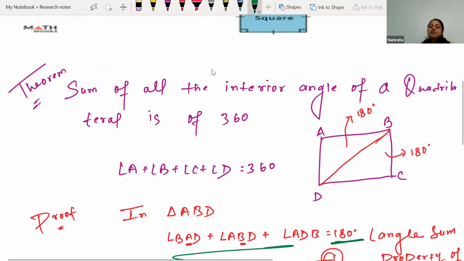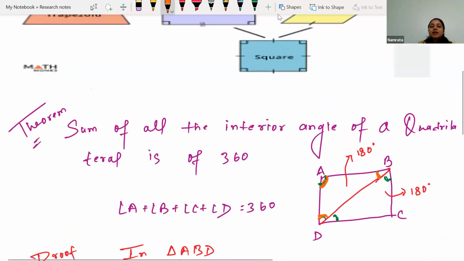If you understand the figure, then you can see this angle we have taken, this angle, then this angle. We have added all of them by taking the two triangles. So this orange angle and this orange angle, all the three orange angles I have added with all these three green angles, and at the end we are saying the sum of all the interior angles of this quadrilateral will be 360 degrees.